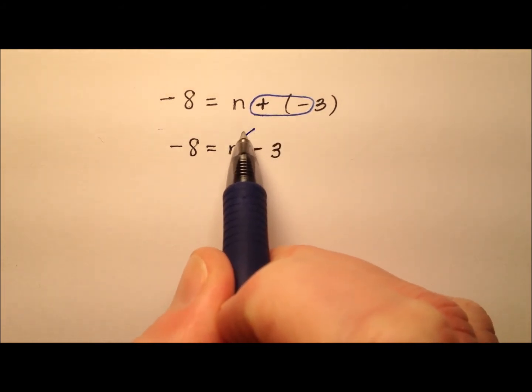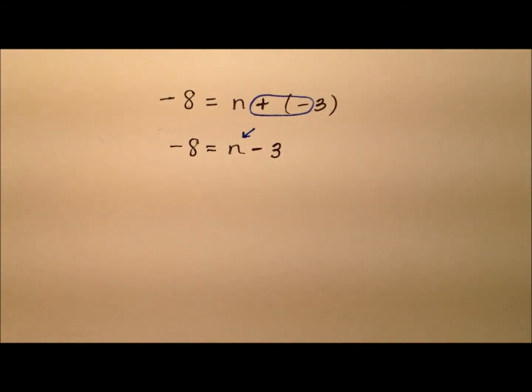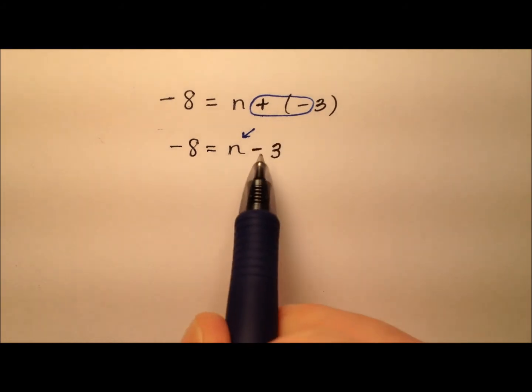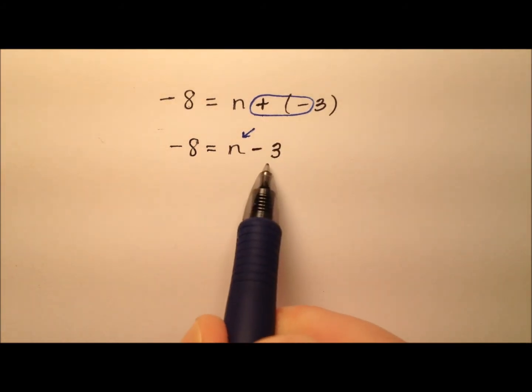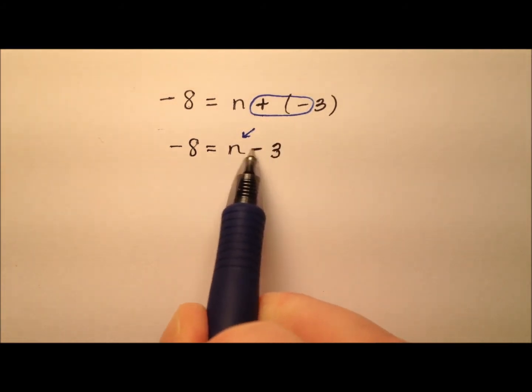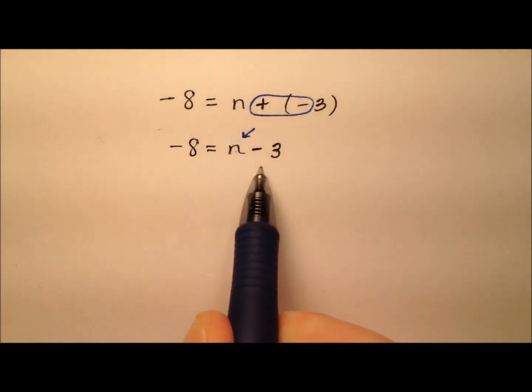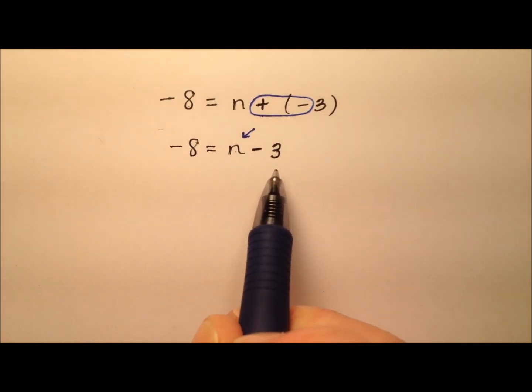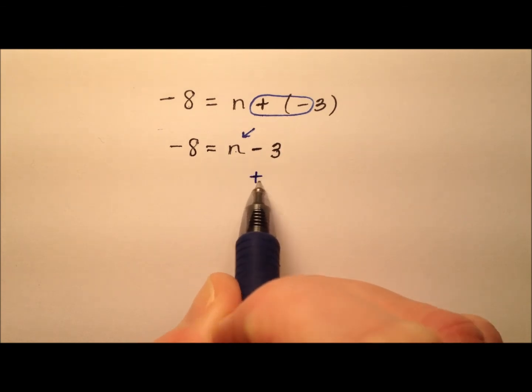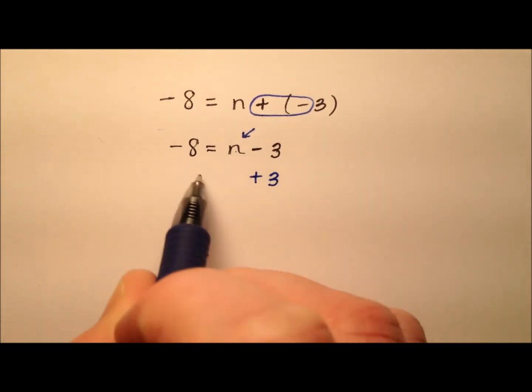Okay, so we're trying to isolate this variable n on a side of the equation all by itself, so we can say that n equals and then its value. So right now on the right side, it looks like I'm subtracting this 3 from this n. So to undo the subtraction, the opposite of subtraction is addition. So I'm going to add 3 to the right side.